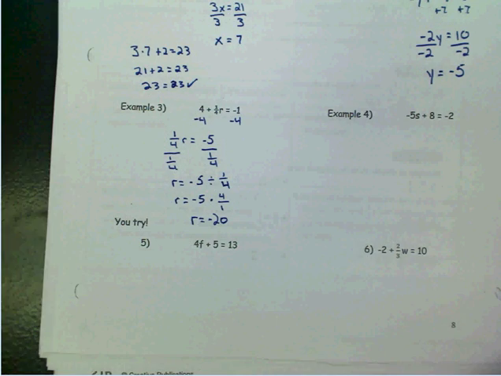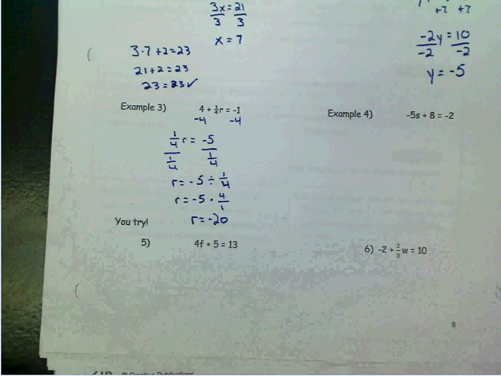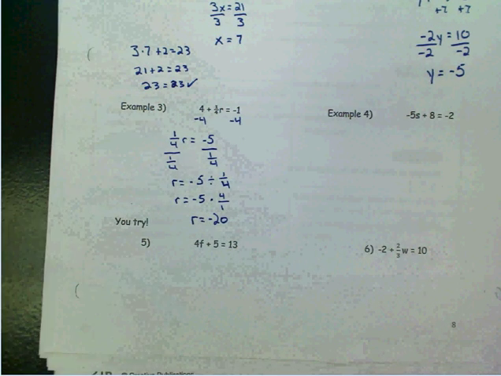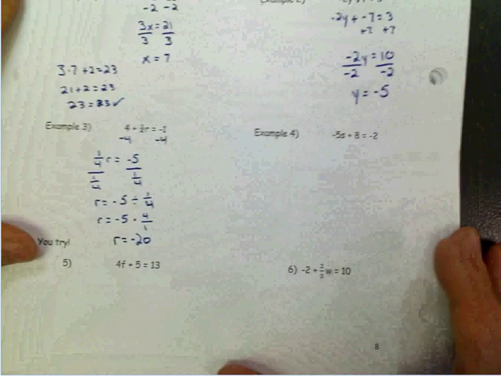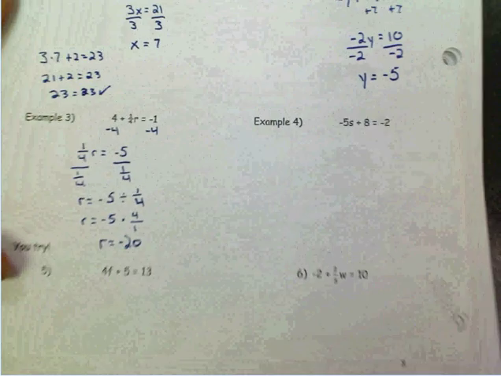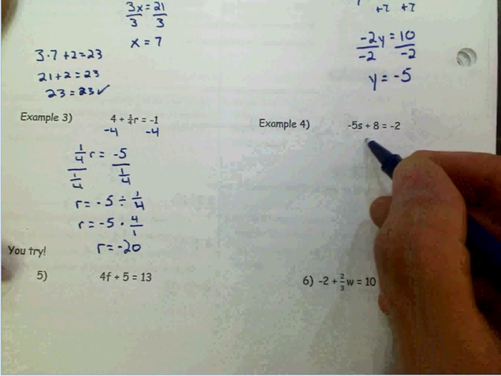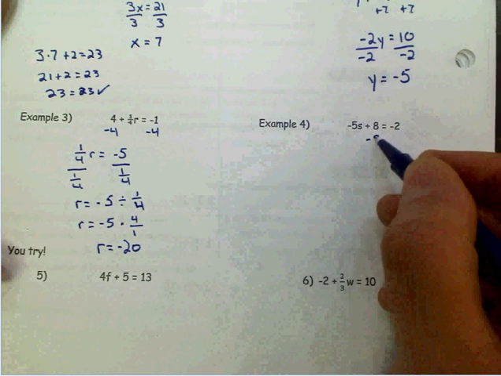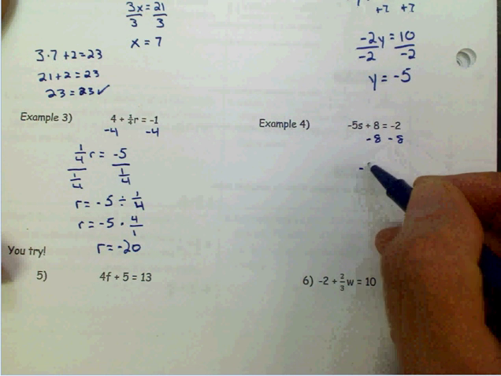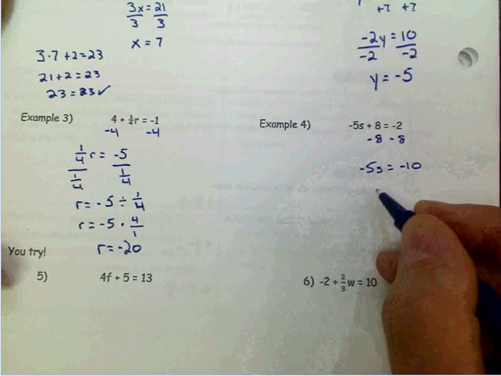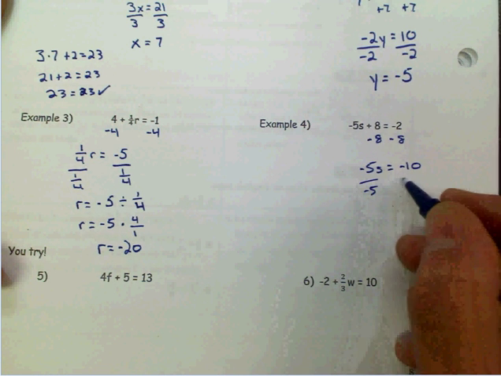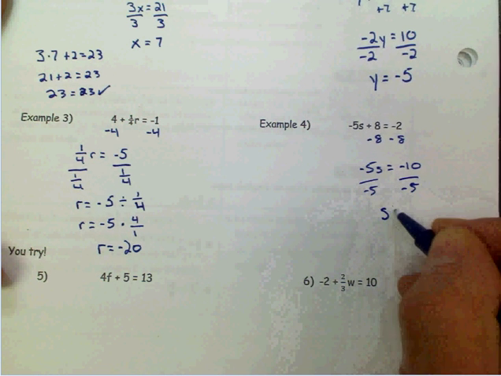I know I'm going through this rather fast, but you can pause the video, rewind it, go through it, and double check all of your work anytime that you need to. So here I have negative 5s plus 8 equals negative 2. So I'm subtracting 8 from each side. I have negative 5s equals negative 10. And so I divide by my negative 5. So s is 2.